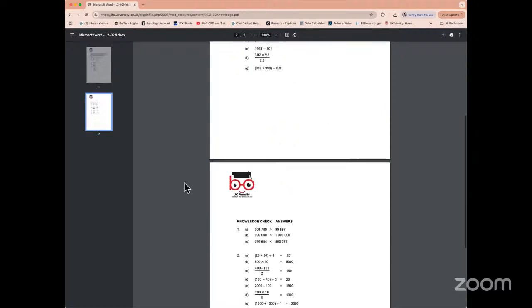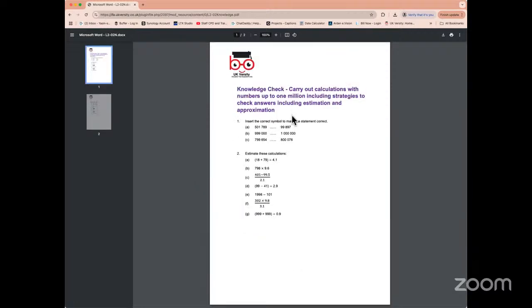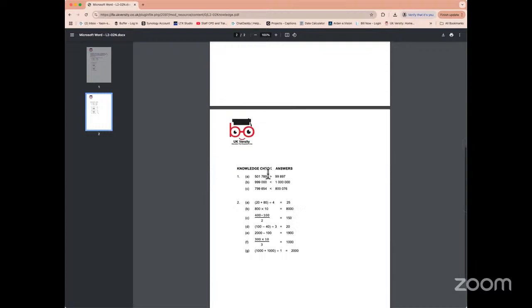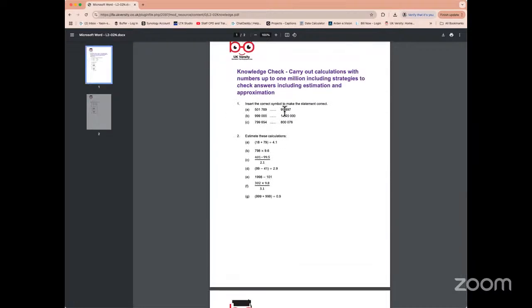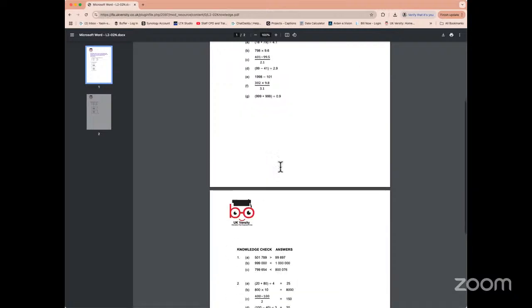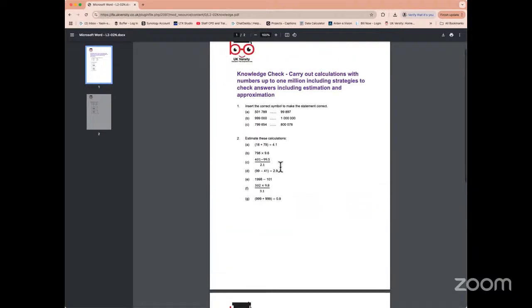Most of the activities that you will see will always have a number of pages. So the first page or the third page or the fifth page will always be the activity itself, and the second page will give you the answers. So what you could do is, after you do the activity, you can go and check what the answers are, and then know what you have done right and what you have answered incorrectly.